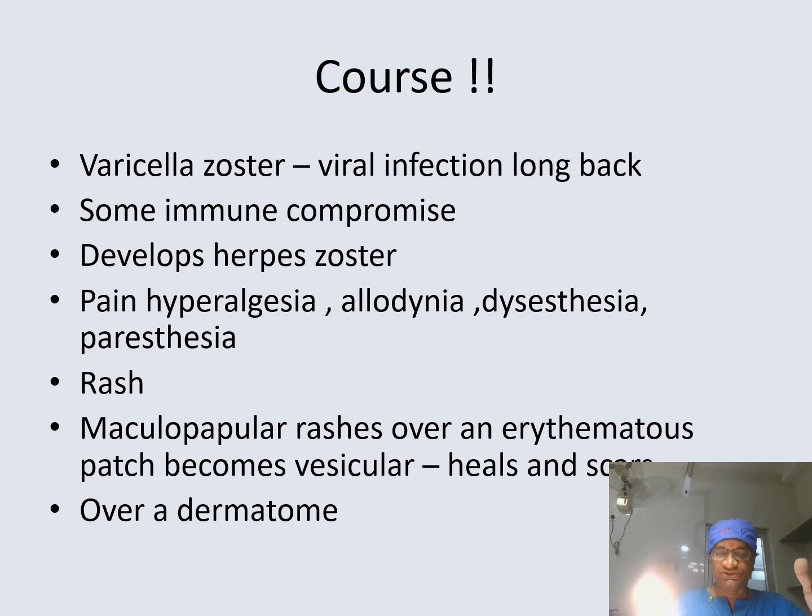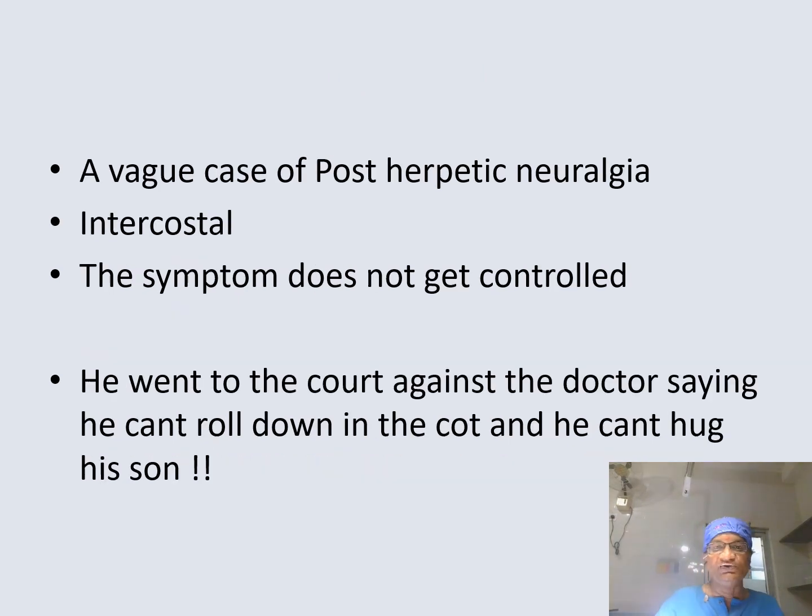Now I will go to the course. For example, a patient has got varicella zoster, or chicken pox, at the age of 5. Now he has gone into the age of 65. He develops some immune compromise and he develops herpes zoster. There is a reactivation of the virus. This herpes zoster produces clumps of erythematous patches with vesicles. Pain, severe pain, allodynia, everything happens, rashes, then slowly heals, and over a dermatome, it causes severe pain which persists for 4 weeks or more. Then it is called post-herpetic neuralgia.